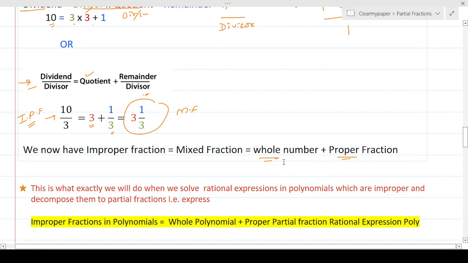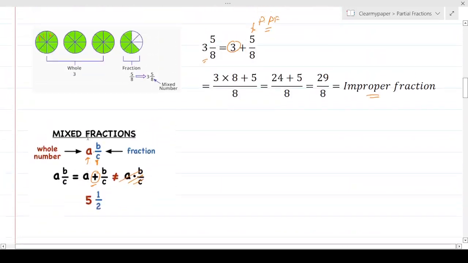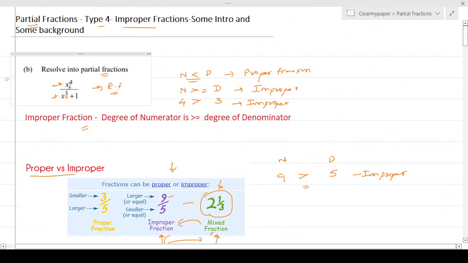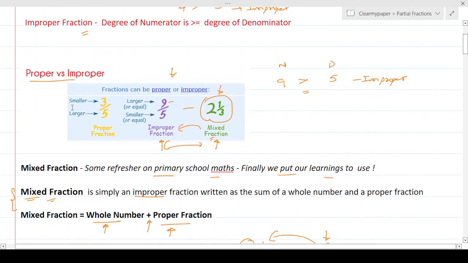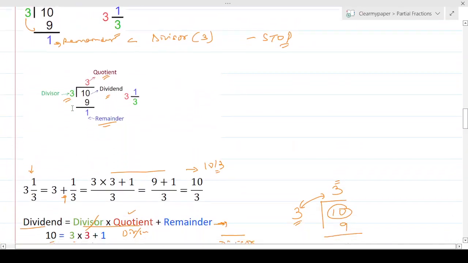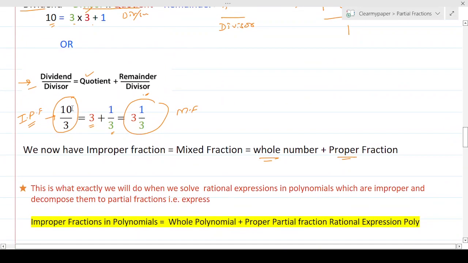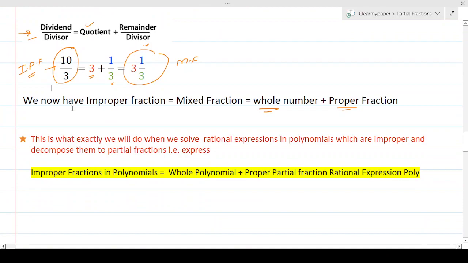And that's exactly what we will do when we solve rational expressions in polynomials, where we will take the equivalent of this. In the polynomial world, we will not get 10 by 3. You might get something like x to the power 4 divided by x to the power 3 plus 1. We will apply long division, which I'll demo in the next video, or synthetic division, and we'll convert that into a mixed fraction of polynomials instead of numbers. That means we'll convert it into a whole polynomial plus a proper fraction polynomial.